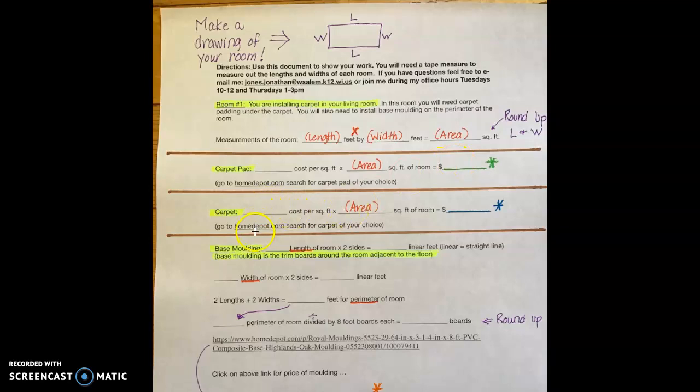Okay, same thing for carpet. Go to HomeDepot.com, search for the carpet. Look for a carpet that you like. This ends up being anywhere from like 65 cents to $3 and some cents here. And then times it by the area, you get your total cost.